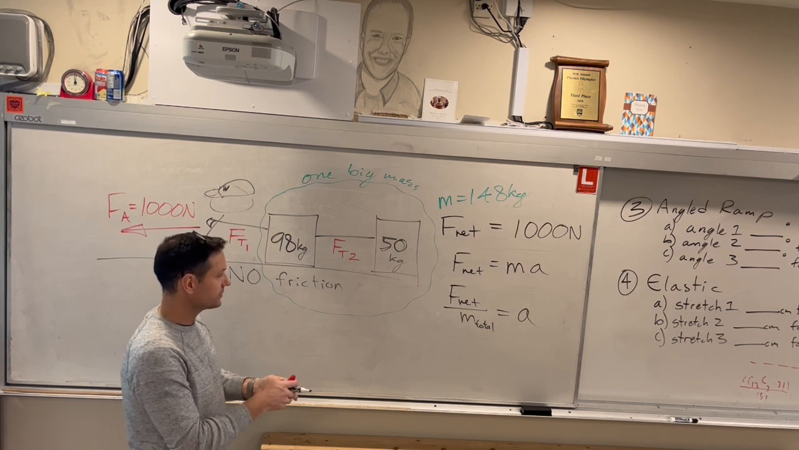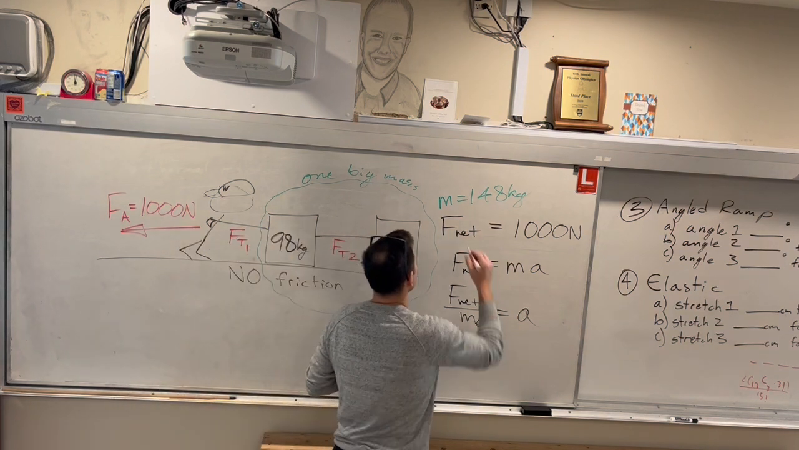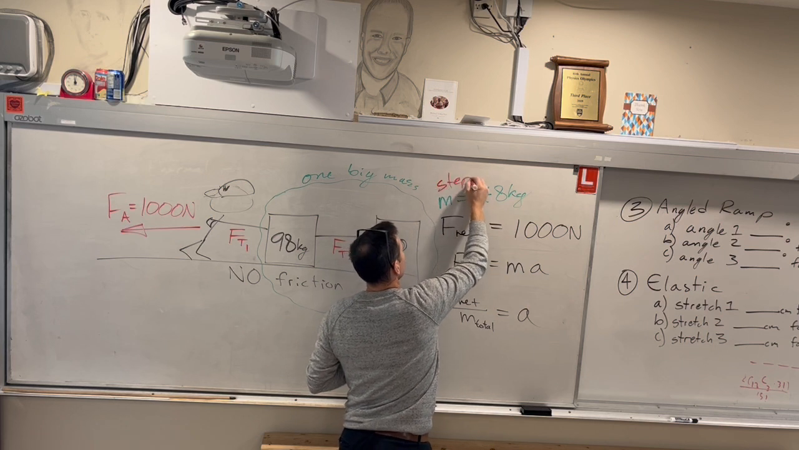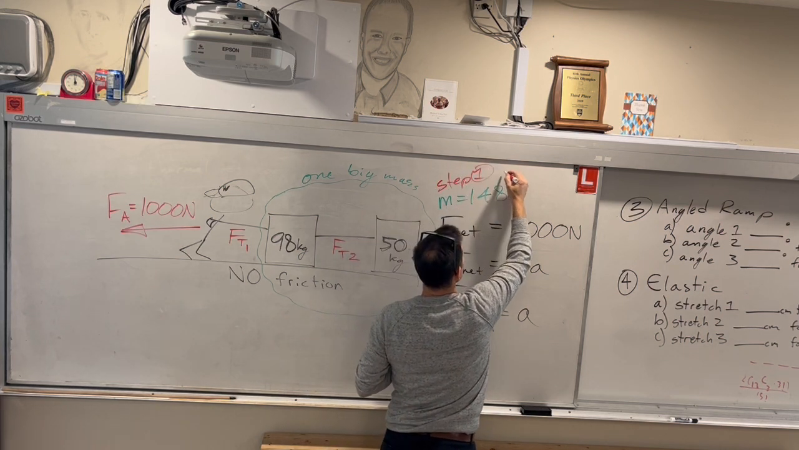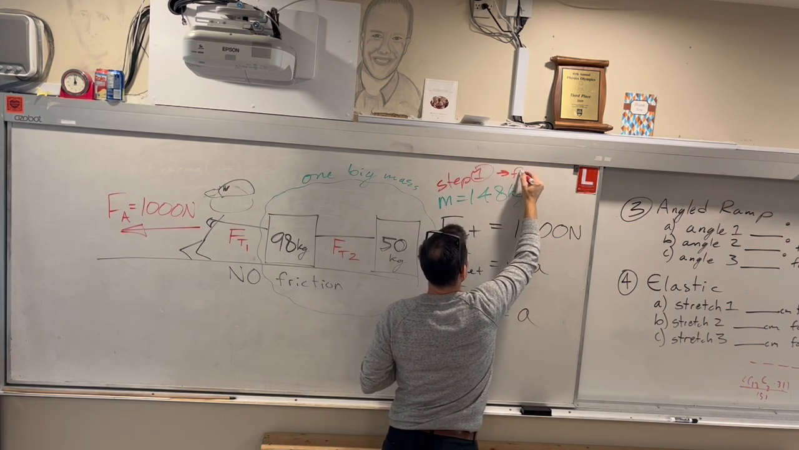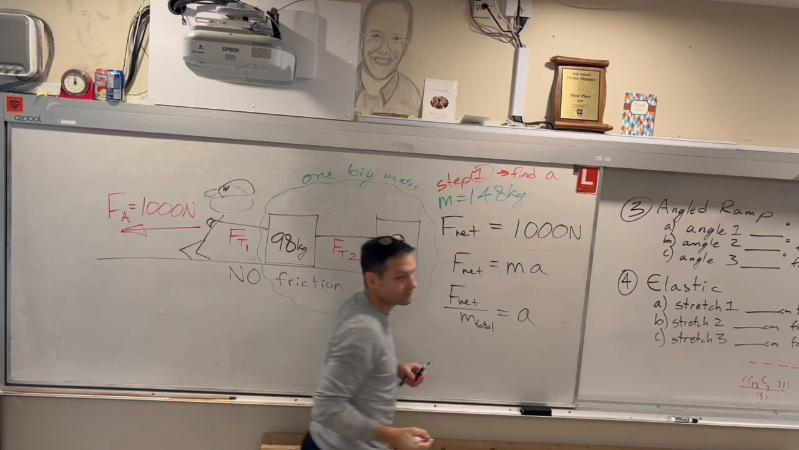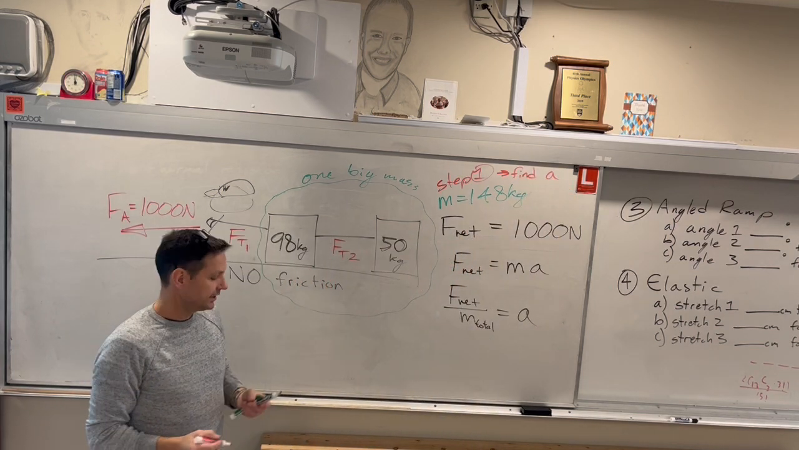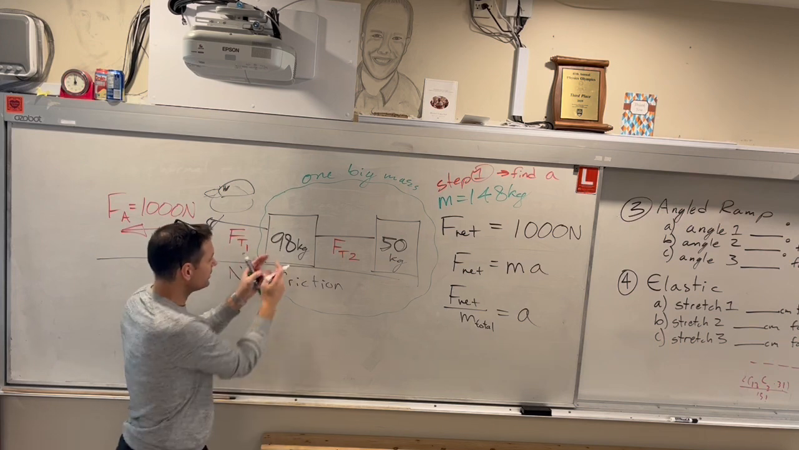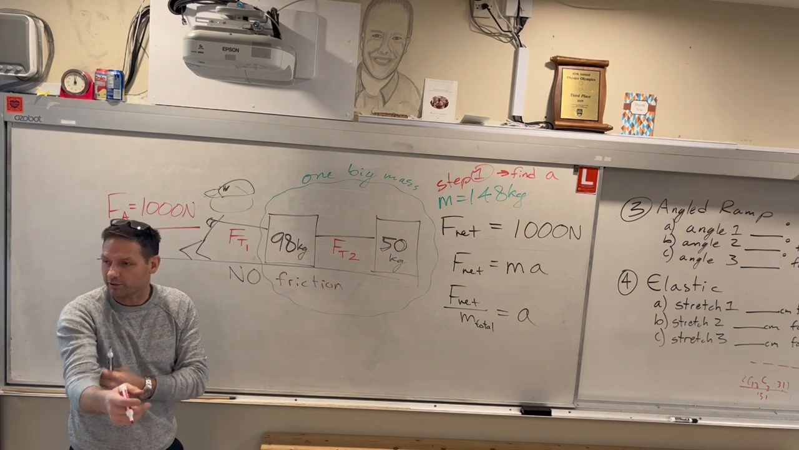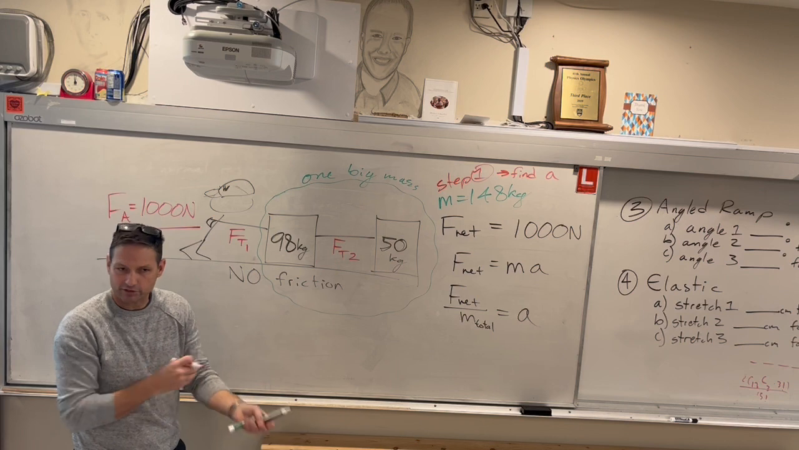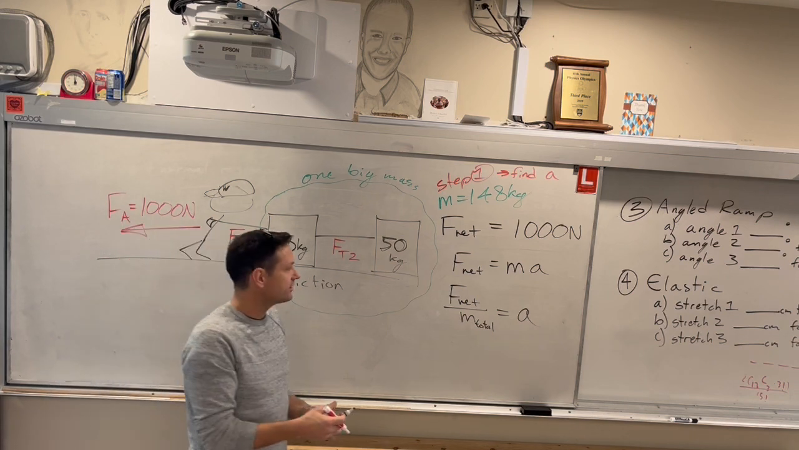F net over M, and he's absolutely right. This is the total mass here, right? That's going to give us our acceleration. So we do this first. If I was going to put this into steps, step 1 is usually finding the acceleration. Because that's the one thing that these two blocks have in common. They both have the same acceleration. So that's kind of the key. That's what links this all together.